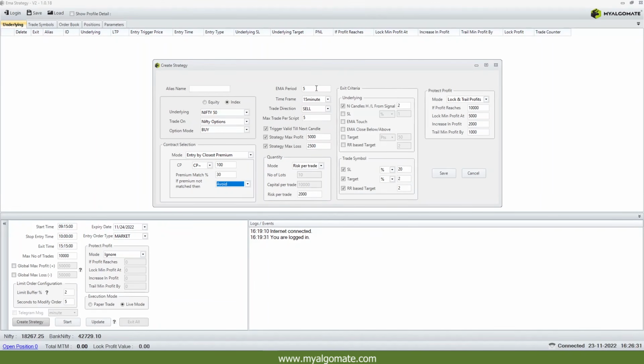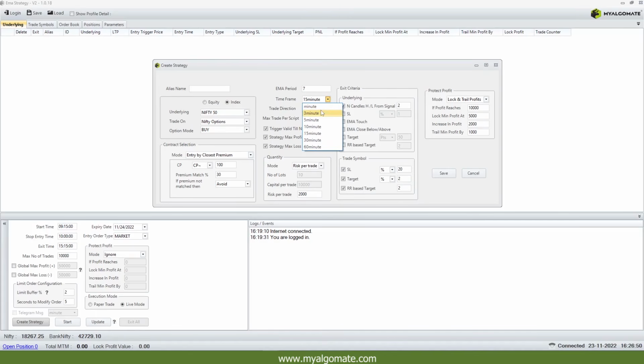Now you can set the EMA period as well. Like let's say if you want to use the 5 EMA which is suggested by Subasish sir, or if you have backtested your own parameters and you want to use any other EMA, then you can do that as well.